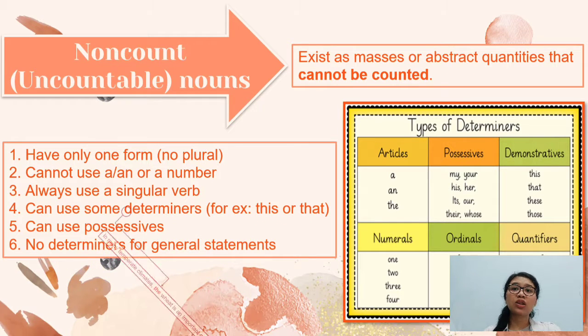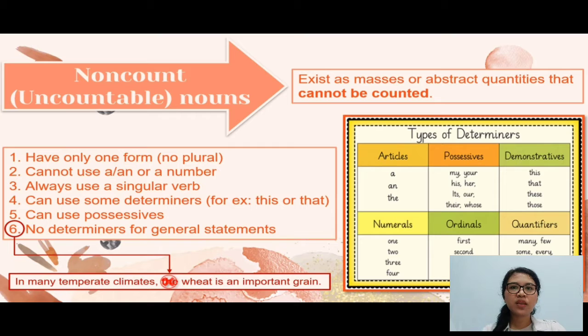So the last point is no determiners for general statements. For example, as you can see, in many temperate climates, wheat is an important grain. As you know, wheat, in bahasa it means gandum, cannot be counted. The sense of in general is suggested without the definite article. What is a definite article? It will be explained in the next slide. And so I think you understand about this first slide of introduction of uncountable nouns or non-count nouns.